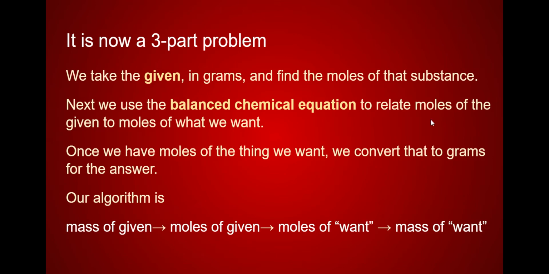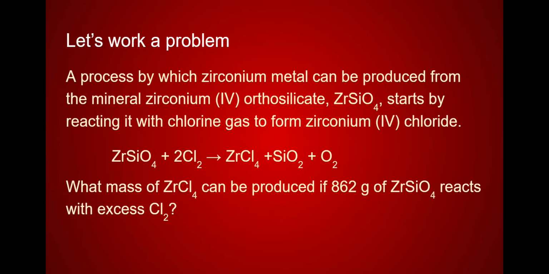So our algorithm is mass of given to moles of given. Then we use the balanced chemical equation and the mole fraction to get the moles of the thing we want, and then we convert to the mass of the thing we want. So there are basically three conversion factors in this problem. So let's do an example.